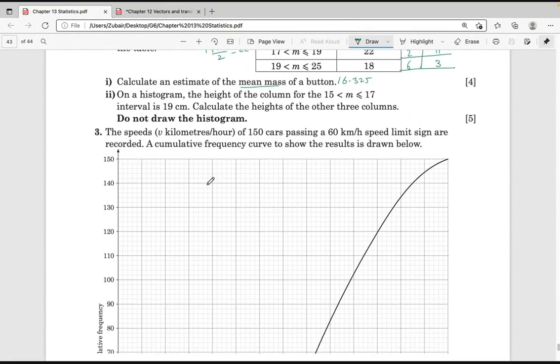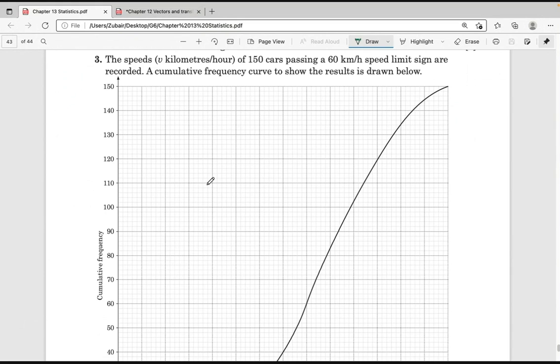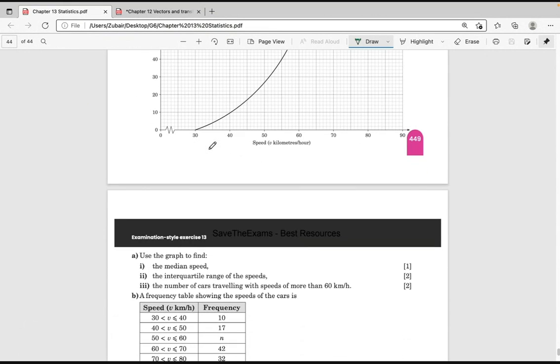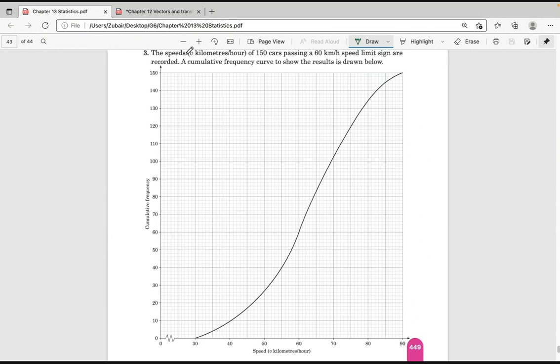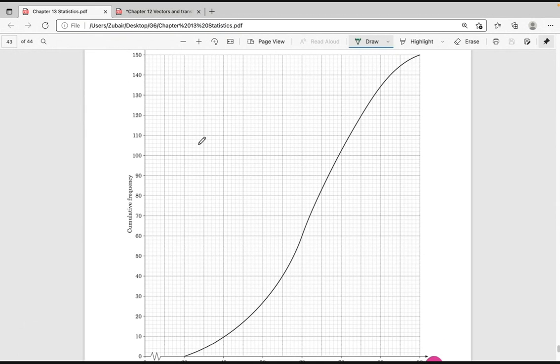Question number 3. The speed v kilometers per hour of 150 cars passing a 60 kilometer per hour speed limit sign is recorded. A cumulative frequency curve to show the results is drawn below. Use the graph to find the median speed. Go ahead and see what it is. Median speed. Total is 150.